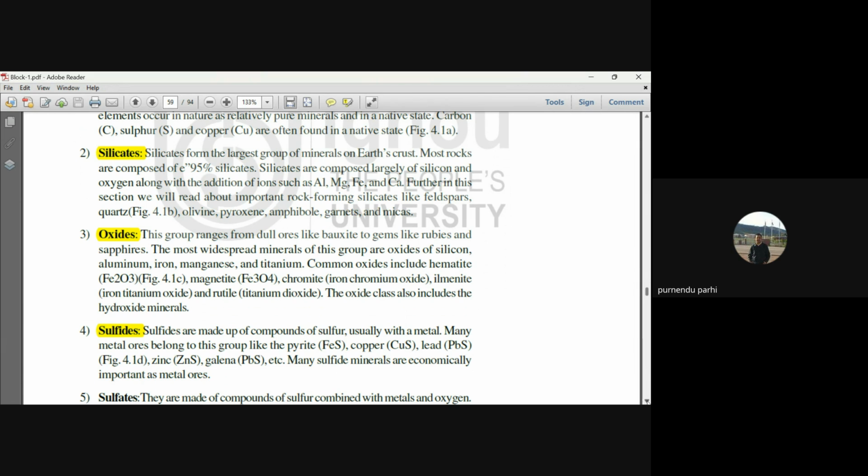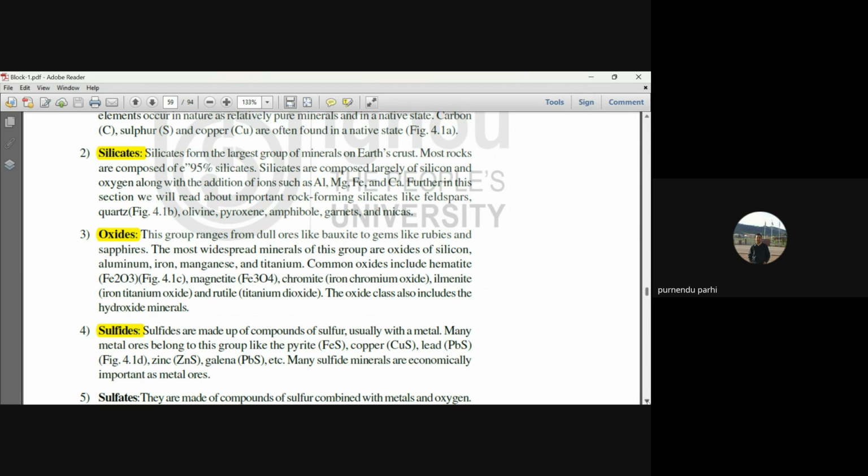Oxides. This group ranges from dull ores like bauxite to gems like rubies and sapphires. The most widespread minerals of this group are oxides of silicon, aluminum, iron, manganese and titanium. Common oxides include hematite, magnetite, chromite, ilmenite and rutile. The oxide class also includes the hydroxide minerals.